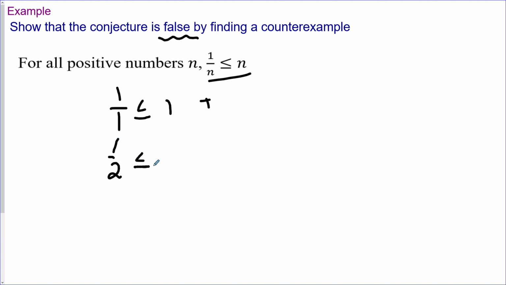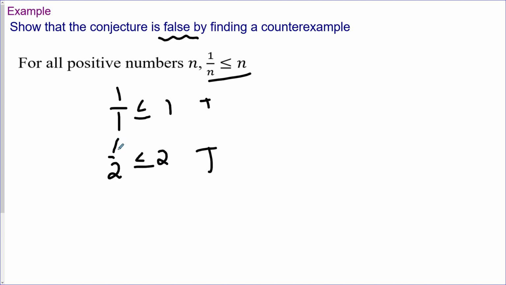Alright, is 1/2 less than or equal to 2? I hope you're saying yes. So that's also true. All right. If we were to keep on going higher and higher and higher, this fraction is just going to get smaller and smaller, and this number is going to get larger and larger. So that's probably not going to help us find the counterexample.